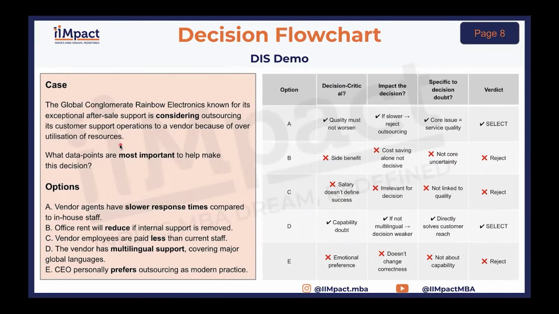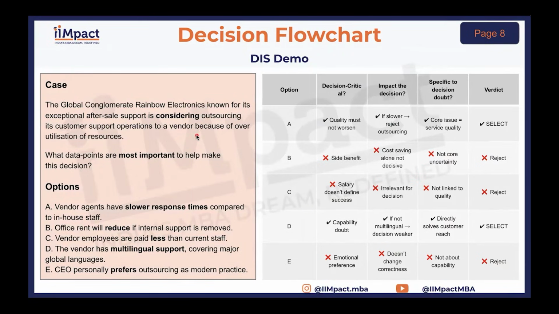Overutilization of resources is happening because you have too many customers to cater to, and your in-house team is required to put in too much work to cater to them. So that is the issue we need to address. And in that sense, outsourcing to a vendor is actually a valid option.